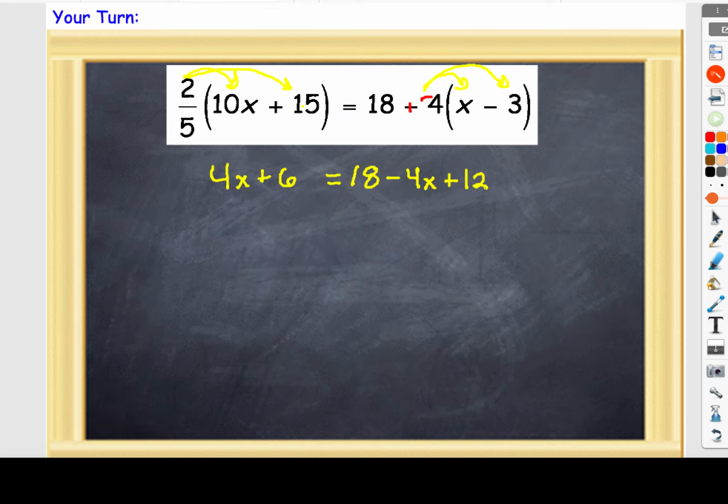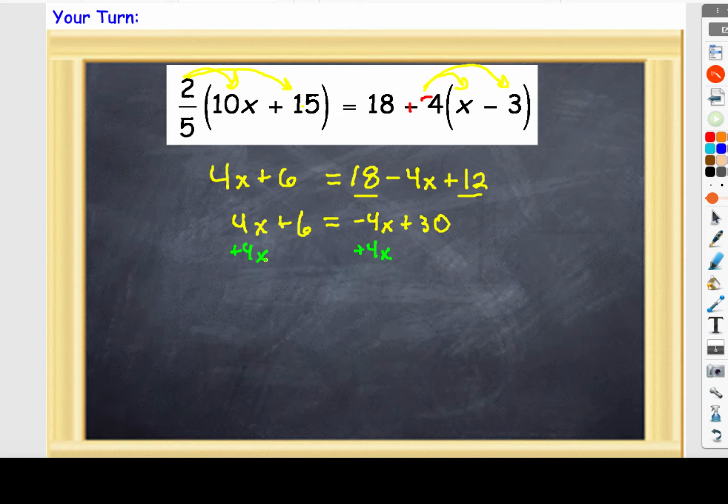Well, I can add a couple of like terms on the right side there. So 4x plus 6 equals, I'm going to go ahead and write the variable first. So notice that's a minus 4x and 18 plus 12 would have been 30. And remember, they're on the same side of the equation, so we're just simply adding. We don't have to do anything fancy. In that case, let's go ahead and add 4x then, since I've got x's on both sides.